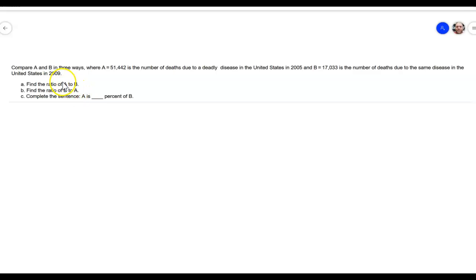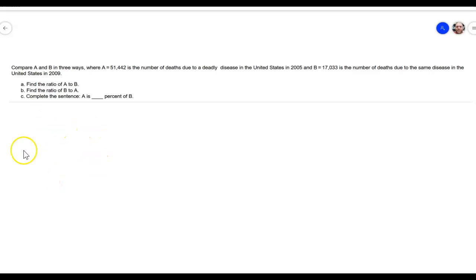So the problem says compare A and B in three ways, where A is 51,442. That's the number of deaths due to a deadly disease in the United States in 2005. And B is 17,033, the number of deaths due to the same disease in the United States in 2009. Boy, what if they had the number of deaths due to the disease in 2020? I bet they're going to update this book pretty soon.